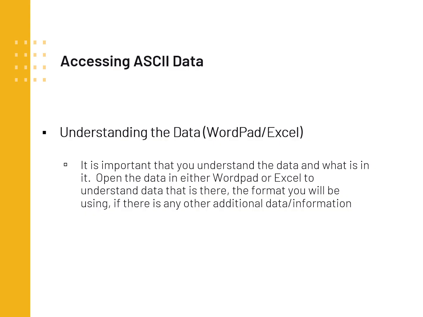So when you're using data you've downloaded, it's really good to take a look, particularly if it's an ASCII format that you can read. So we're going to open it up in WordPad or Excel, and you're going to take a look to see what information is there, if there's any additional information, what columns are of importance, do we have information about the projection, the datum that's being used, things like that.